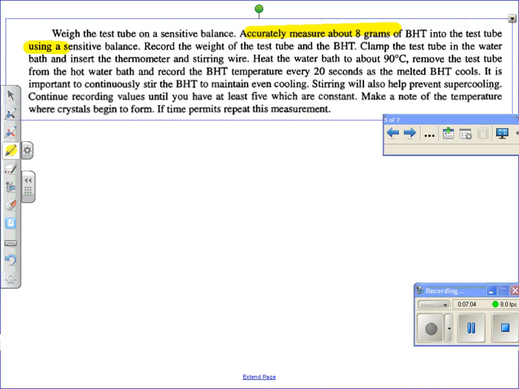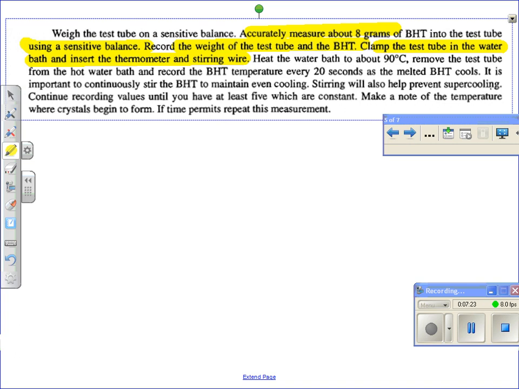You can weigh it in a weighing boat. We have weighing boats. So your step number 1 when you start is you're going to weigh the BHT, 8 grams. You're going to record the weight in your data table. Then you're going to put the clamp and the test tube in the water bath and liquefy it. Then insert the thermometer after you remove it.